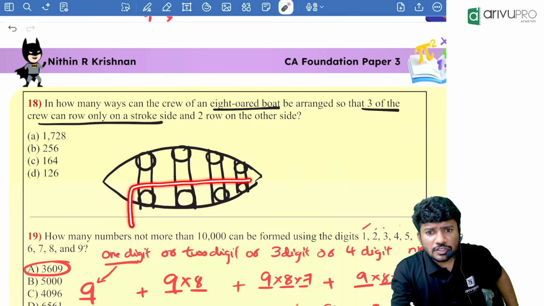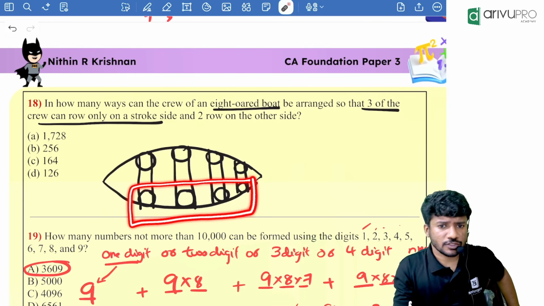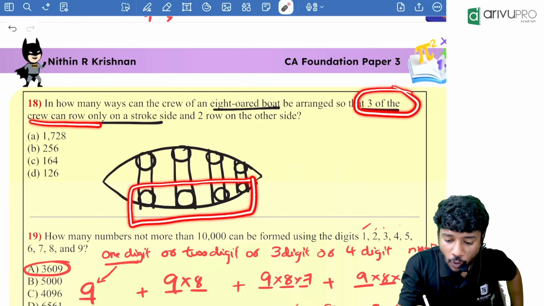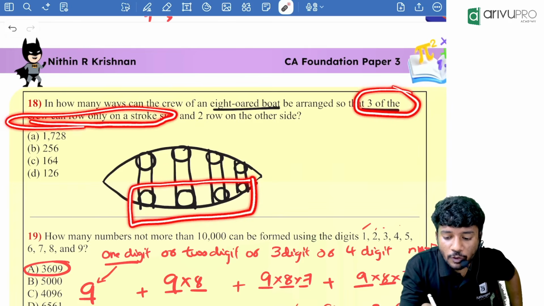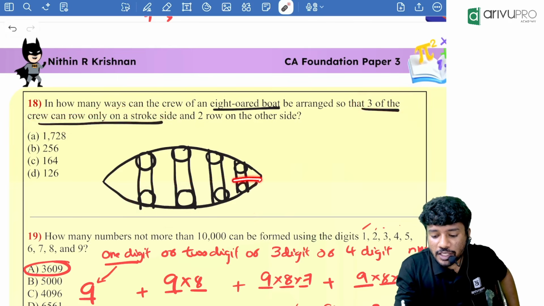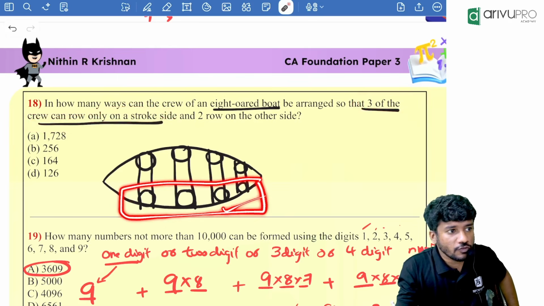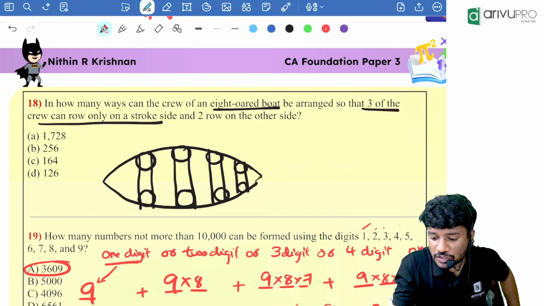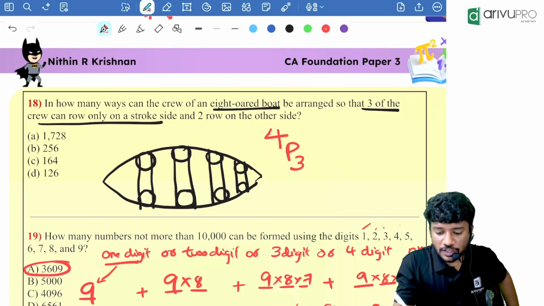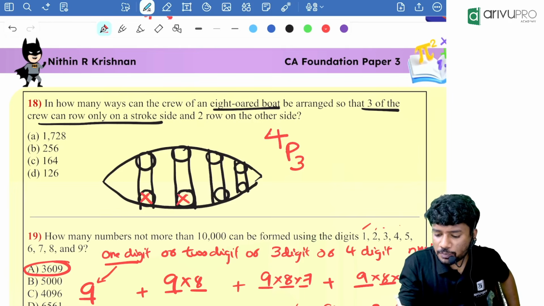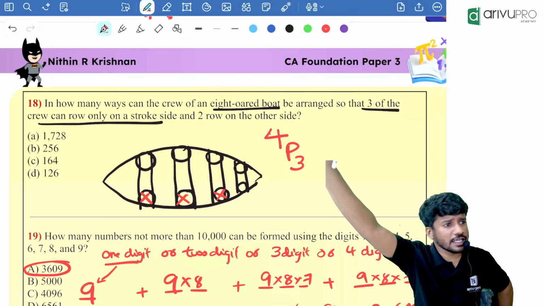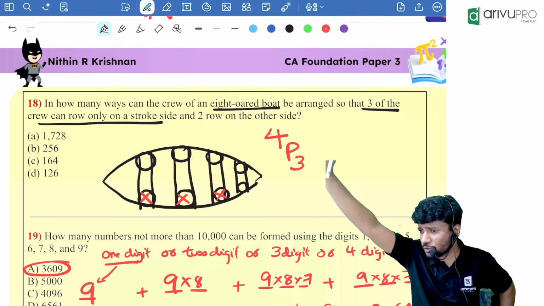In a stroke side, a total of 4 vacant places are there. Now the condition is what? 3 of them crew only on a stroke side. Only on a stroke side means 3 of them can sit in any of the 4 places. Are you getting my point? So that is the first condition. So they can sit in how many ways? 4P3 ways. For example, these are the places currently they are sitting. 4P3 ways. Everyone is clear with that? Anyone having doubt over that?